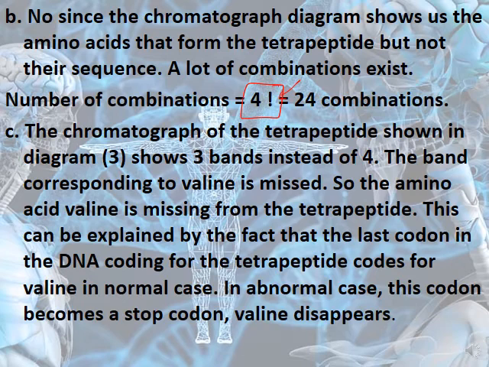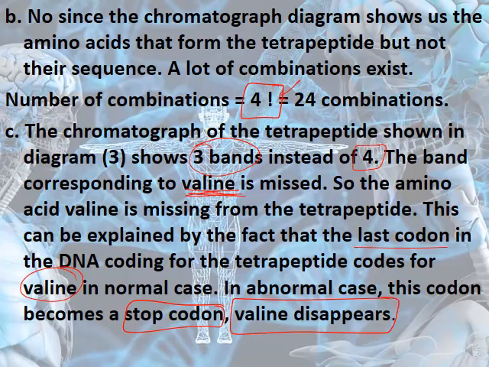Part C, how can you explain the chromatogram of individual Y? Individual Y, we said, shows 3 bands instead of having 4 bands. So one of these bands is missed, which is valine. So the amino acid valine is missing from the tetrapeptide. We can explain this by the fact that the last codon in the DNA, which codes for valine in the normal case, will become a stop codon and valine will disappear.